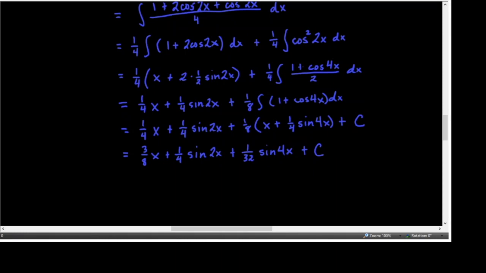And otherwise, you have to convert everything into your u, except for the du. Like if u is sine of x, then your du will be cosine x dx. That'll be the only cosine in your problem at that point. Okay, so that gets you through the sines and cosines.